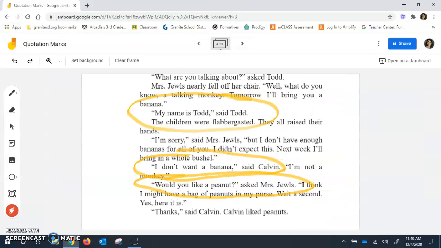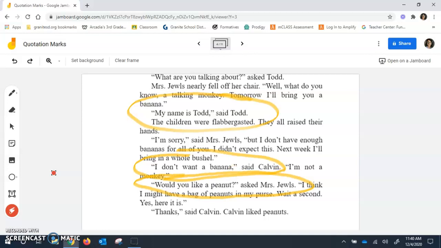Last one from this book. And this says, "My name is Todd," said Todd. So Todd is speaking here, and the words coming out of his mouth here in quotation marks are "my name is Todd" with the comma right there. Comma is just a formality that you always need to show that the speaker is done speaking with the quotation marks. This one says, "I don't want a banana," said Calvin. Same thing. Got your comma there, and Calvin's over here with the period.